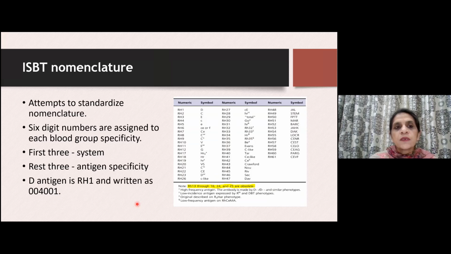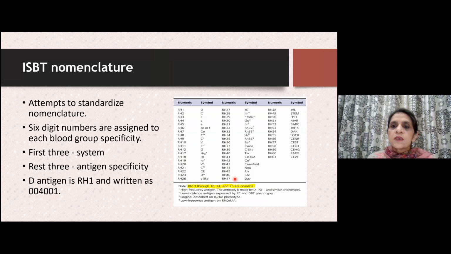So the ISBT, the International Society for Blood Transfusion, in an attempt to standardize the nomenclature, assigned six-digit numbers to each blood group specificity. The first three represent a system and the other three represent the antigenic specificity. So if it is a D antigen, it is written as RH1 and it is 004001.